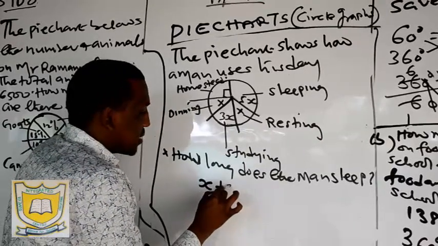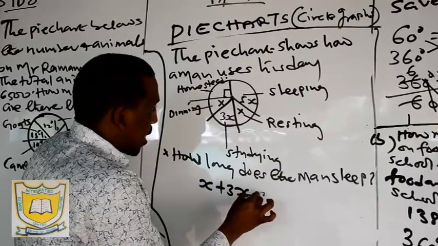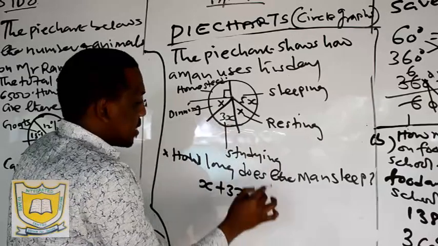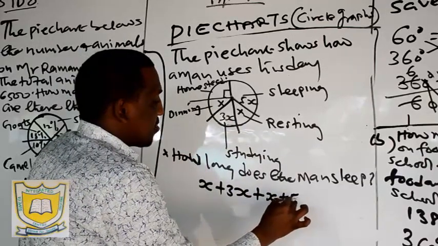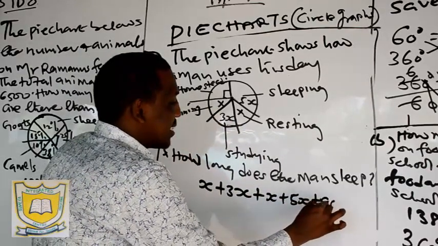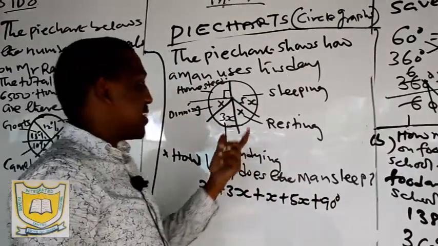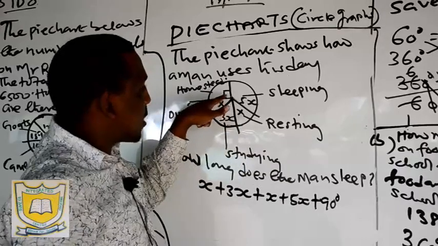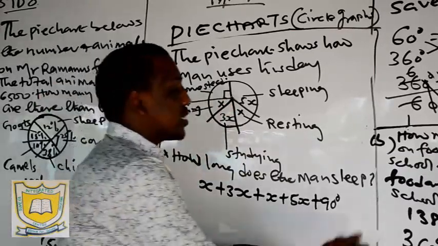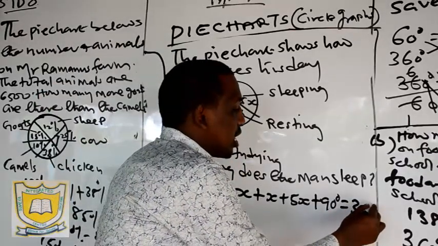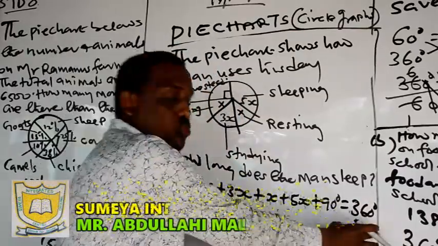x plus 3x plus x plus 3x plus x plus 5x plus 90 degrees. We call it total degree now. We shall use 360 degrees. Why are we using 360 degrees? Because here there is a degree, 90 degrees. So the total degrees is 360 degrees. If it had been percentage, it would equal 100%.